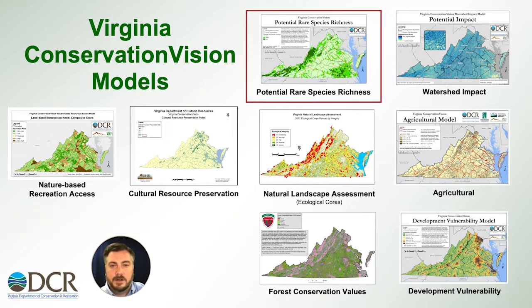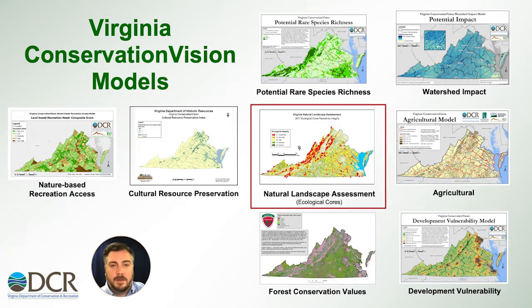The Potential Rare Species Richness layer categorizes 3-mile diameter hexagons into low, medium, and high classes based on the number of predicted habitat suitability models that fall within the hexagon. The Natural Landscape Assessment, or ecological cores, are large, unfragmented patches of natural land with at least 100 acres of interior cover, ranked for ecological integrity from C1 Outstanding to C5 General.